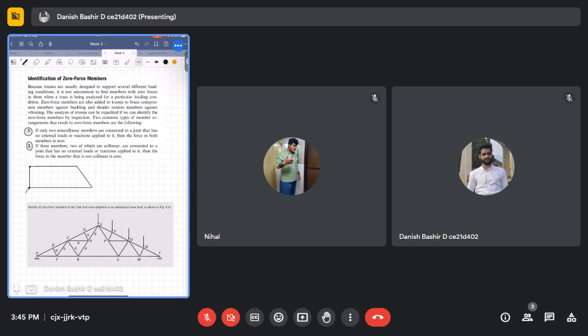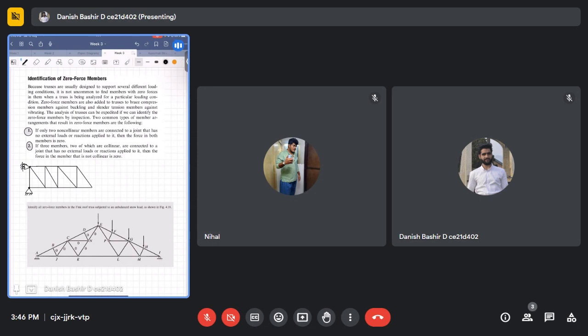So this will be supporting this structure here like this. Let me draw one more member here, and one more member here. Let me draw this way. These are the members in this structure.